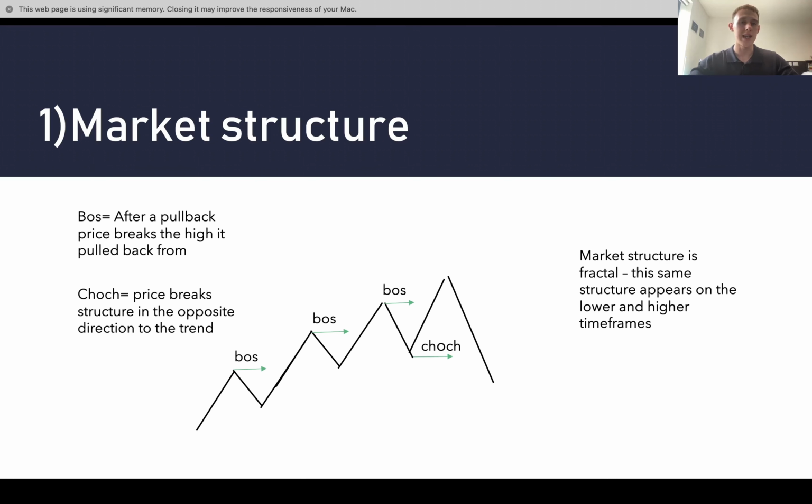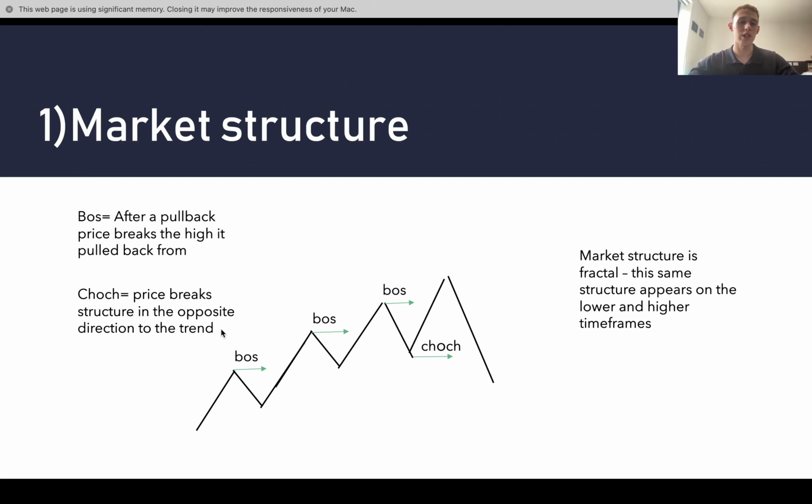So jumping straight into it, we'll go first into what market structure actually is and how I personally identify it. So I've drawn on here a diagram of how I personally see the market and how I draw on the market structure levels, so the swing highs and the swing lows. So what we've got here is an uptrend, and we can see that price is forming higher lows and higher highs.